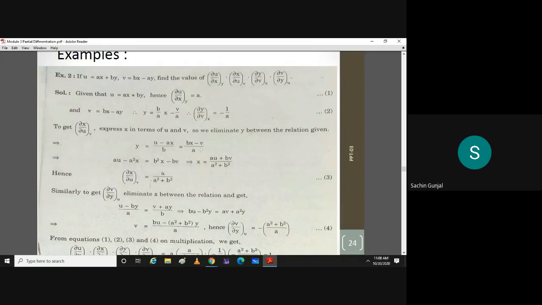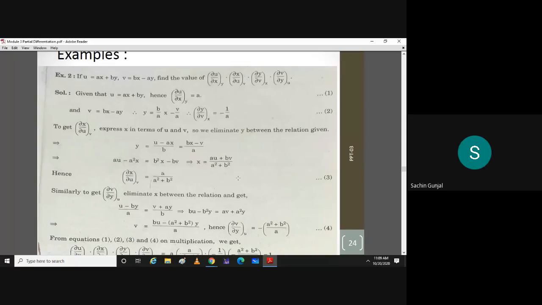Is this equation clear to everyone? x is equal to (au + bv)/(a² + b²). Yes, sir. Okay. Now you differentiate it with respect to u, treating v constant. So ∂x/∂u with v constant is equal to a/(a² + b²), and the derivative of the second part is 0. Okay, so equation 3 is fine.